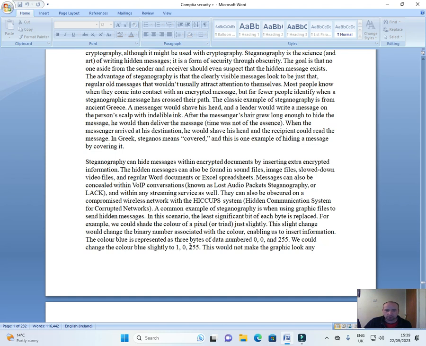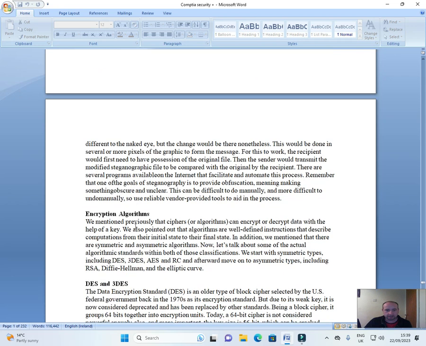The color blue is represented as 3 bytes of data numbered 0, 0 and 255. We could change the color blue slightly to 1, 0, 255. This would not make the graphic look any different to the naked eye, but the change would be there nonetheless. This would be done in several or more pixels of the graphic to form the message.